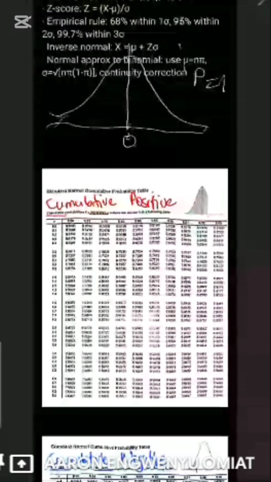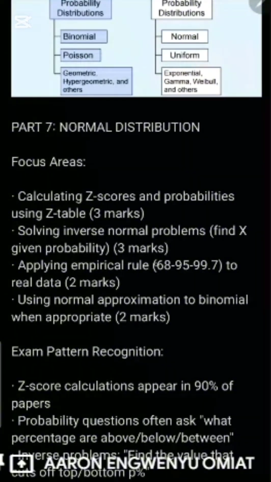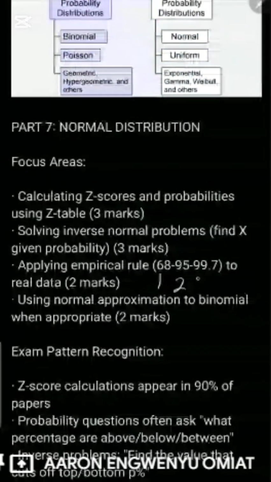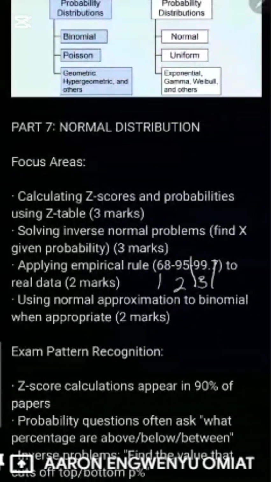After looking at inverse normal problems, we are going to move and look at applying the empirical rule, whereby we know that 68% lies within one standard deviation of the mean, 95% lies within two standard deviations of the mean, and 99.7% lies within three standard deviations of the mean.